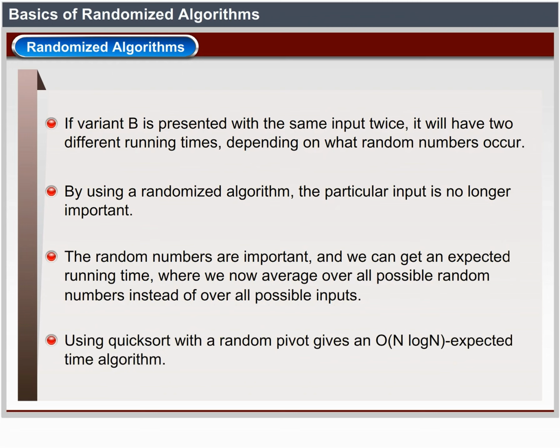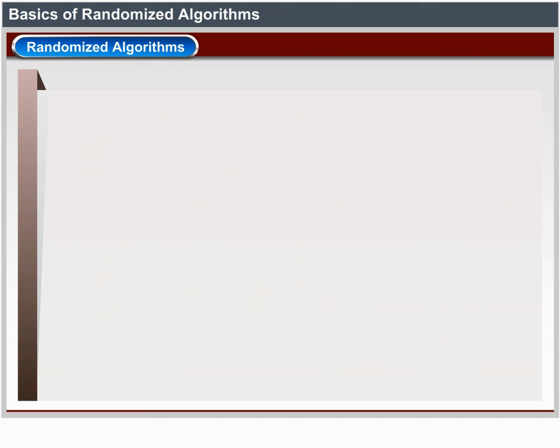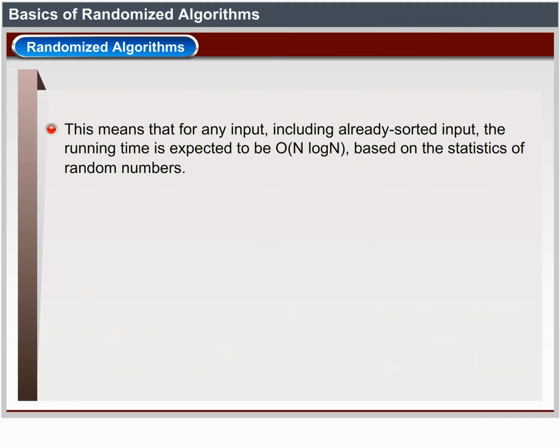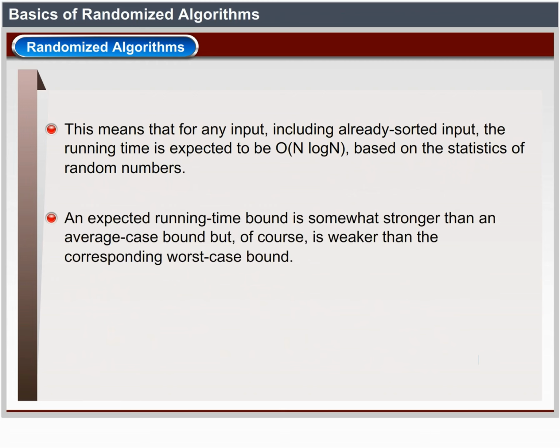Using quicksort with a random pivot gives a big O of n log n expected time algorithm. This means that for any input, including already sorted input, the running time is expected to be big O of n log n based on the statistics of random numbers. An expected running time bound is somewhat stronger than an average case bound, but of course is weaker than the corresponding worst case bound.